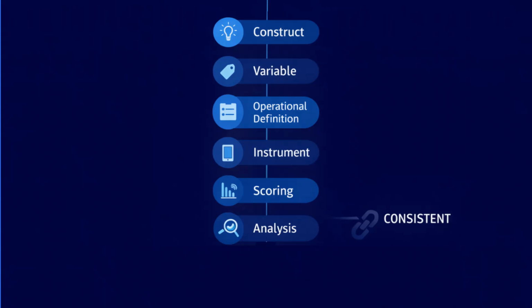A final alignment check is to trace the entire chain for each variable and ensure it is visible in writing. This construct is defined as this, based on the literature. This variable represents this dimension. This operational definition specifies what counts as evidence. This instrument produces data that match that definition. This scoring procedure yields interpretable values. This analysis addresses the research question. If any part of that chain is implied rather than written, revision is needed.